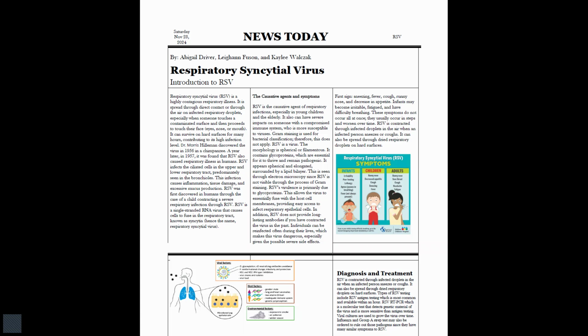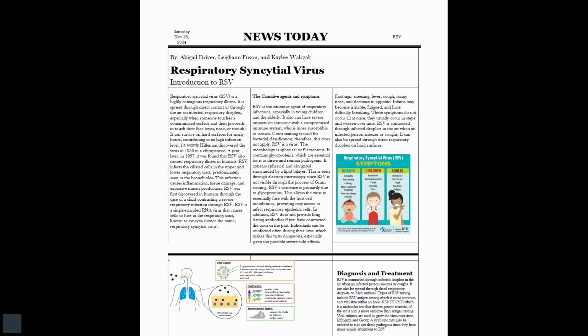RSV's virulence is primarily due to glycoproteins. This allows the virus to essentially fuse with the host cell membranes, providing easy access to infect respiratory epithelial cells. In addition, RSV does not provide long-lasting antibodies if you have contracted the virus in the past. Individuals can be reinfected often during their lives, which makes the virus dangerous, especially given the possible severe side effects.